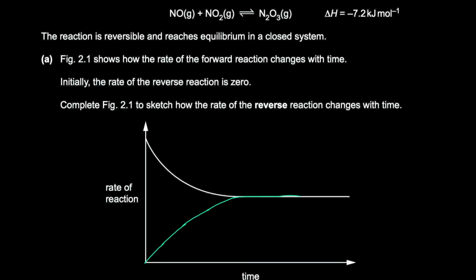And the rates will become constant at the same time, because that's the point at which dynamic equilibrium is reached. So when the rate of the forward reaction becomes constant, at the same point the rate of the backward reaction becomes constant, and the two rates will be equal. That's what we mean by dynamic equilibrium.